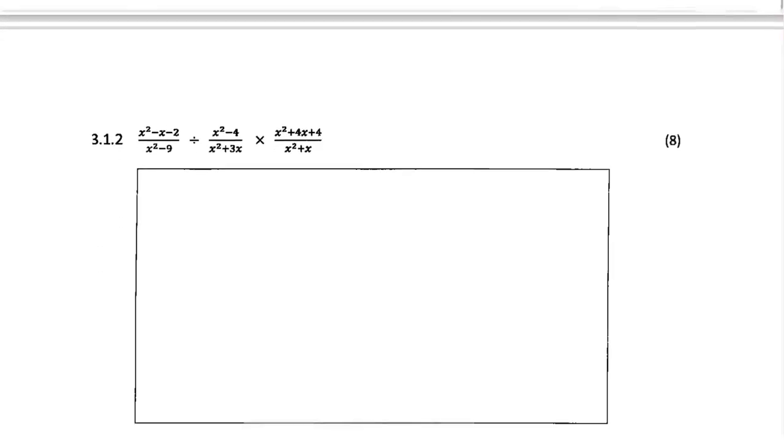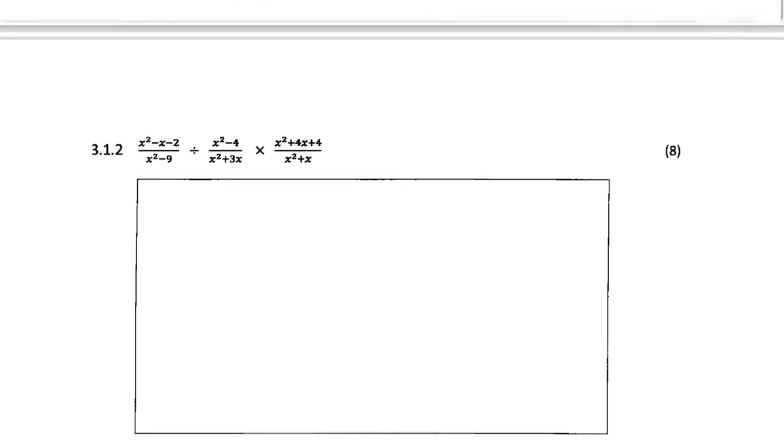Now if we move on and look at this problem here, we are going to do the very same thing. Remember, the first step is for us to factorize where we can. So you need to know how to factorize different numbers. Let's see if we can factorize at the top and at the bottom. Just factorize where we can.